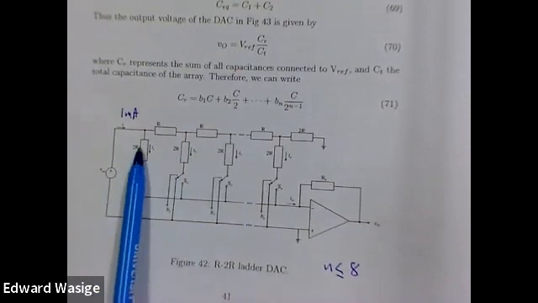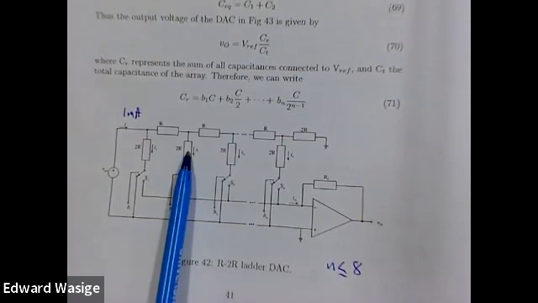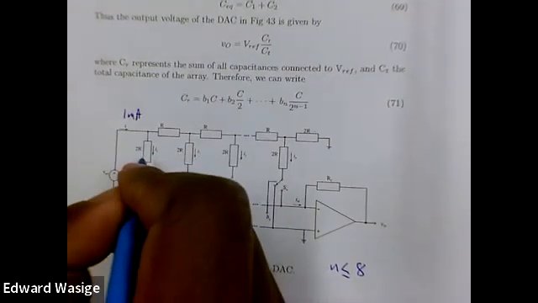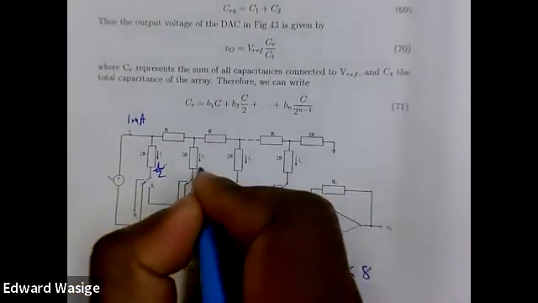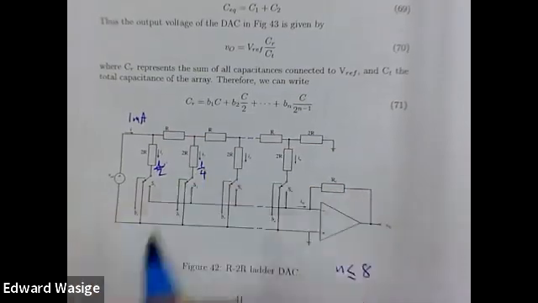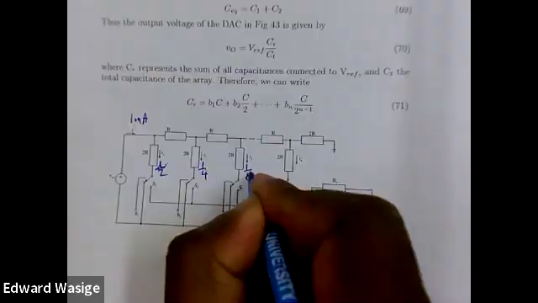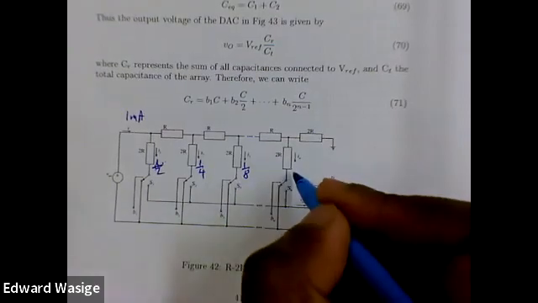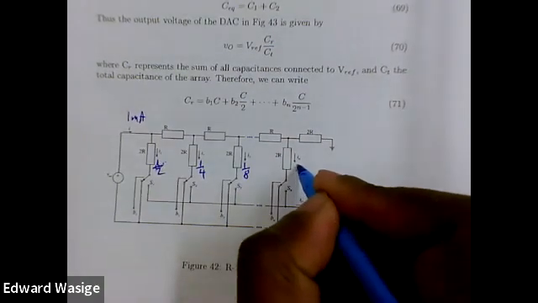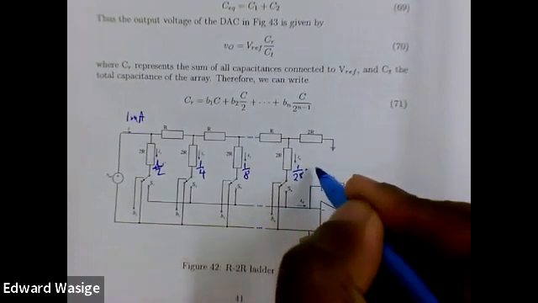So this is for bit 1. For bit 2, the current here will be half a milliamp. The current here will be a quarter. And the current here will be an eighth of a milliamp. That's for bit 3. If this is bit 8, this will be 1/2 to the power 8 times a milliamp.